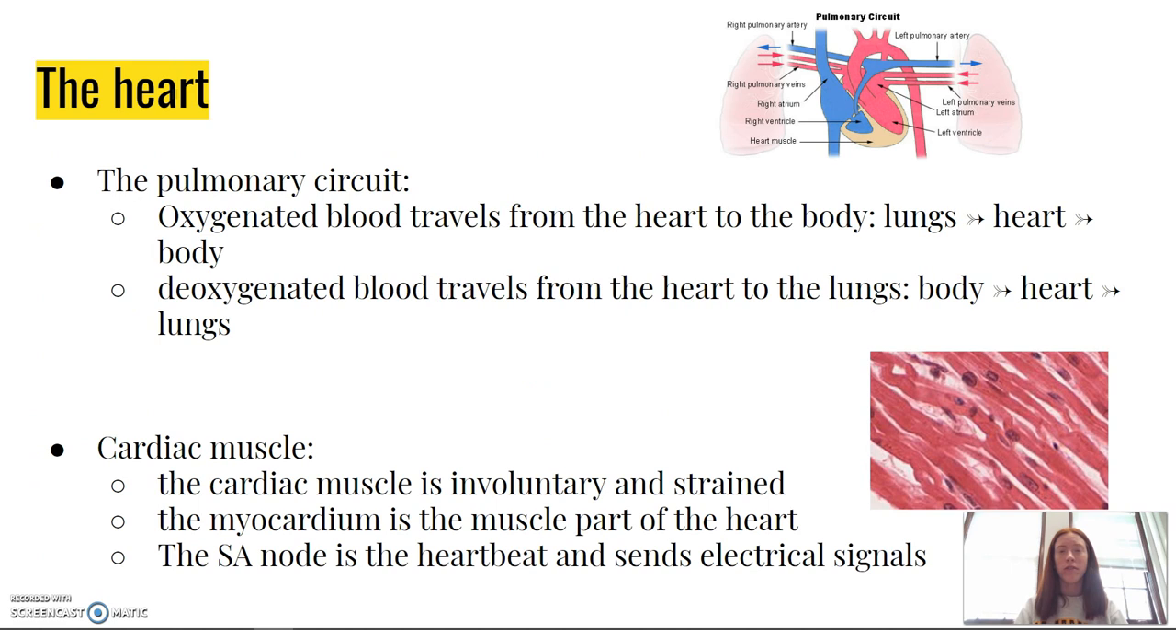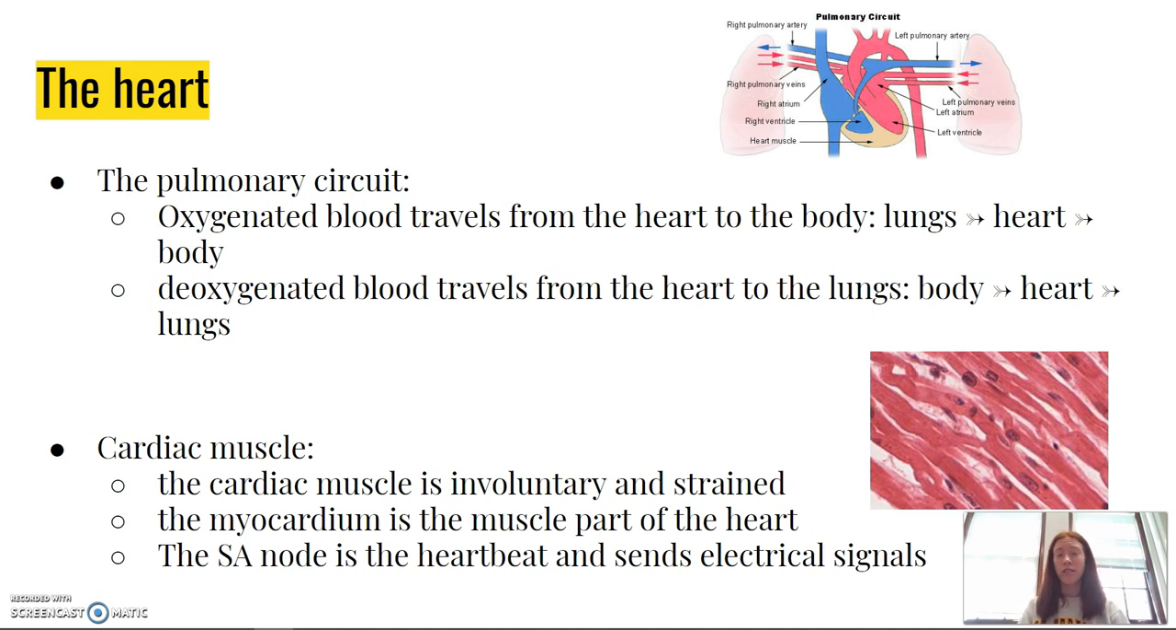Next, we will talk about the heart. The heart runs in a pulmonary circuit. Oxygenated blood travels from the heart to the body, so it goes lungs, heart, body. And for deoxygenated blood, it travels from the heart to the lungs, so it's reverse: body, heart, lungs.